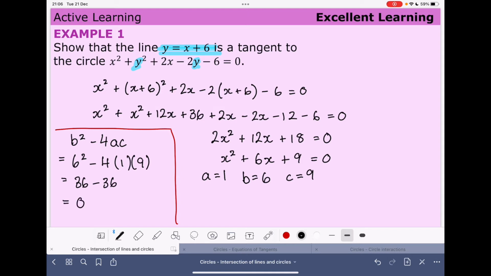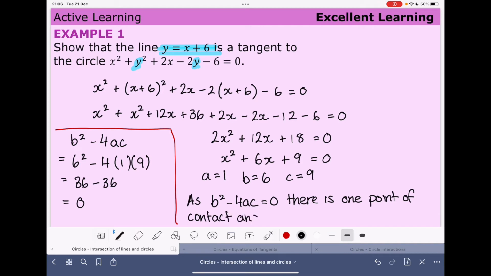We do need a little statement just to confirm that this discriminant does show that it's a tangent. And so we're going to write: b squared minus 4ac equals 0, there is 1 point of contact, and therefore the line is a tangent.